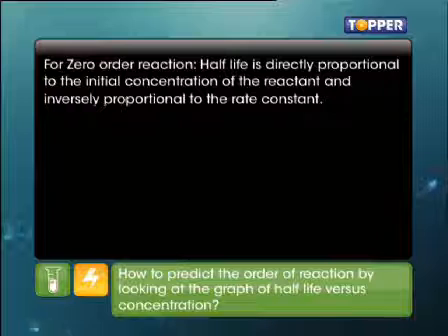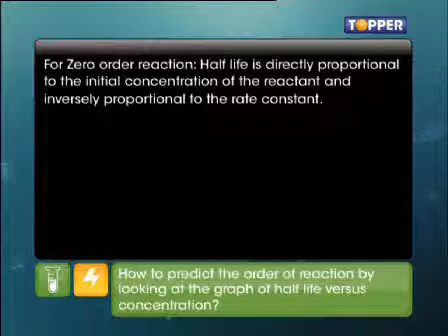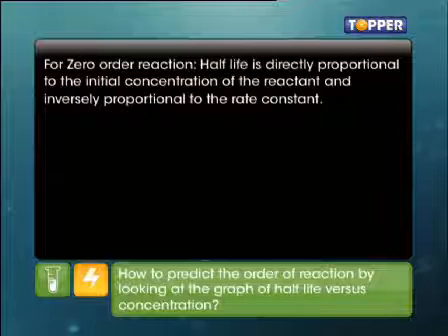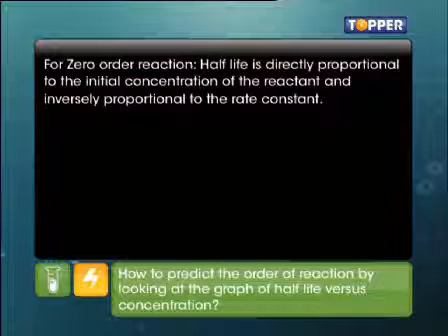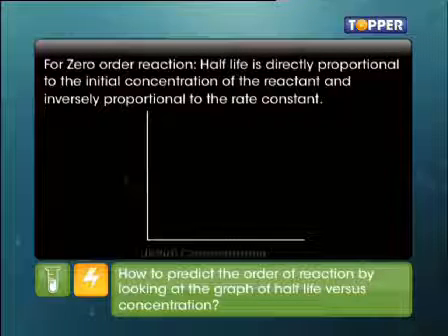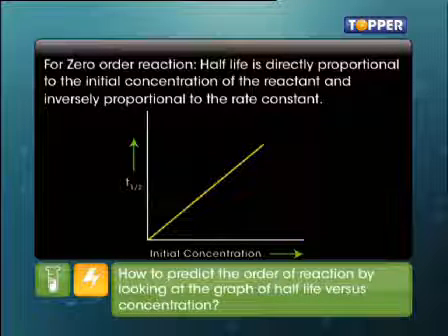As you have just learned, half-life is the time in which the concentration of a reactant is reduced to half its initial concentration. For a zero-order reaction, half-life is directly proportional to the initial concentration of the reactant and inversely proportional to the rate constant. So, if the concentration increases, the half-life also increases. This means that the graph of half-life versus concentration should be a straight line with its slope passing through zero.